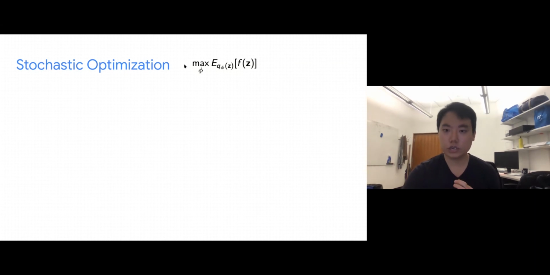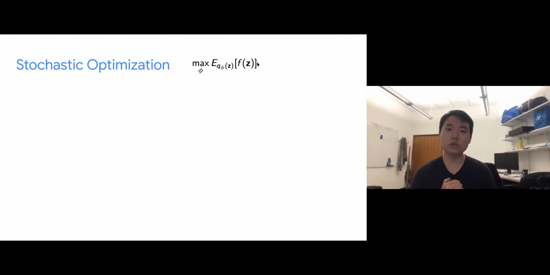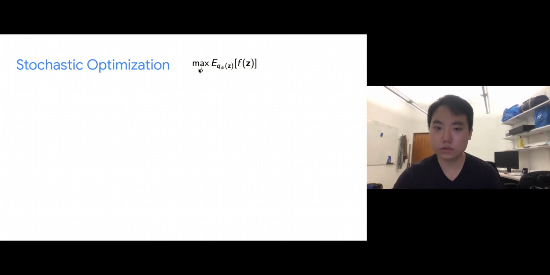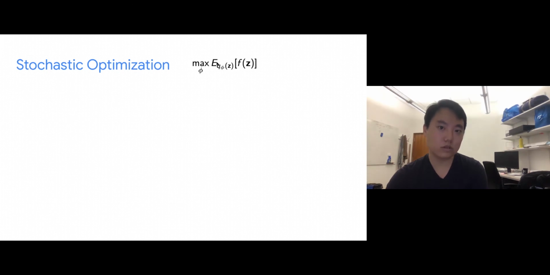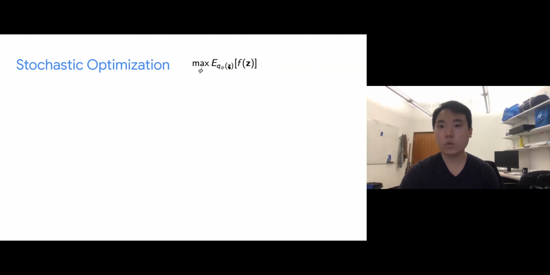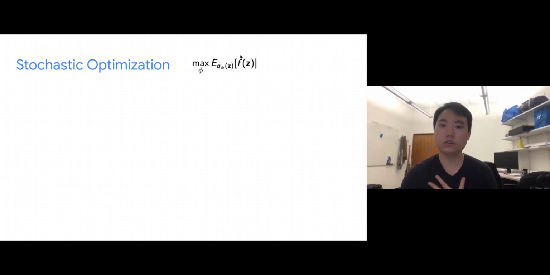So we're going to look at stochastic optimization. So what is this area of stochastic optimization? Here's a very general optimization function. I'm going to take a max with respect to some parameters phi. And what am I going to take the max of? I'm going to take an expectation with respect to some distribution of z, and this distribution of z actually depends on phi. And once you're able to sample some values of z from this distribution, you're going to evaluate f of z, which actually tells you how good each of these z's are.